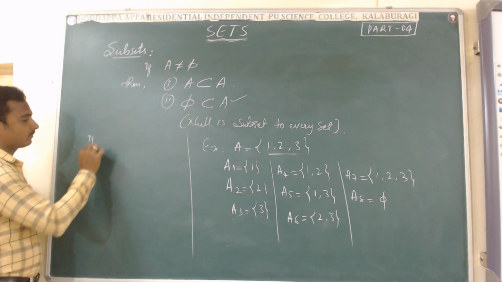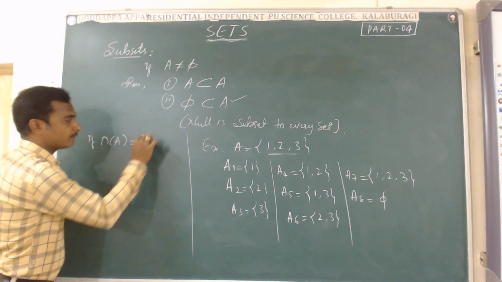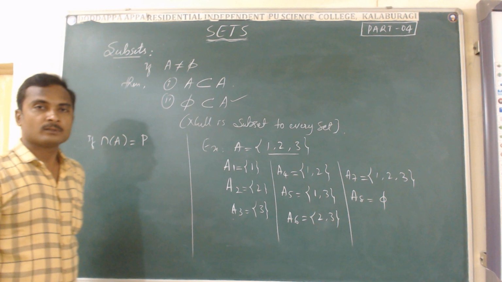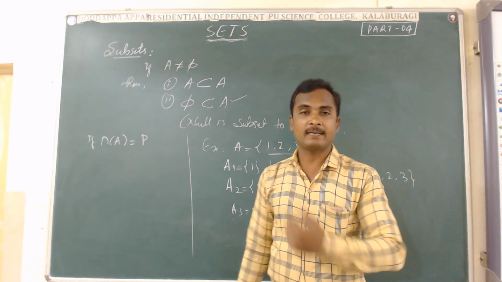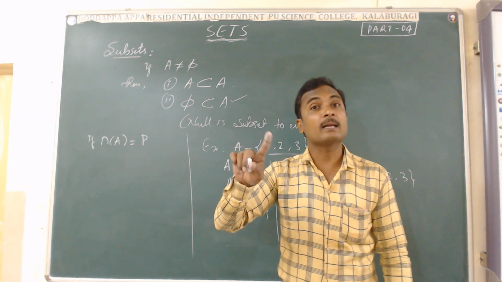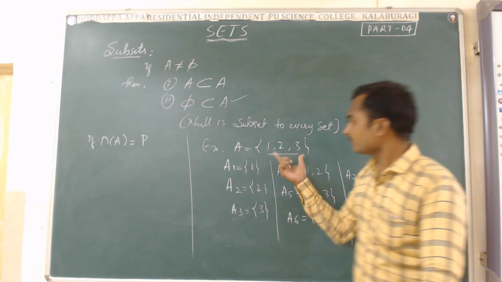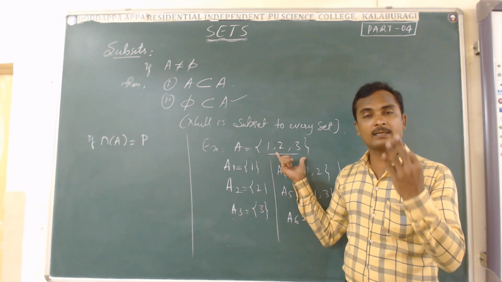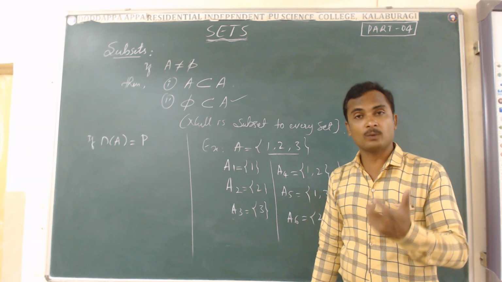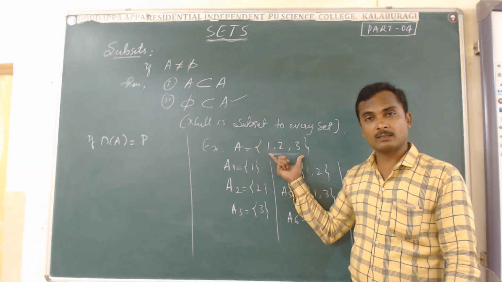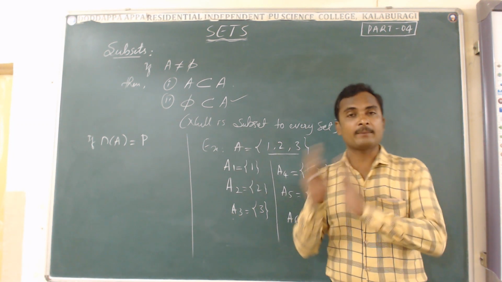If the total number of elements of the set A is P, right? What is P? P is the total number of elements of the given set A. N of A indicates the number of elements of A. You can see what are the number of elements? There are 3, totally 3. The elements are 1, 2, 3, whatever. The count is 3. It means N of A is 3 here. N of A indicates the number of elements of the set A.